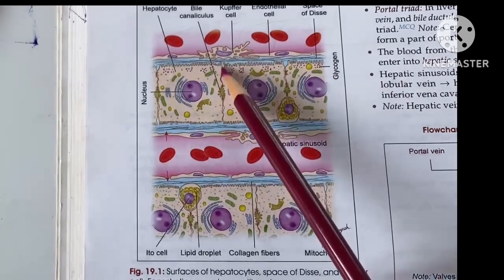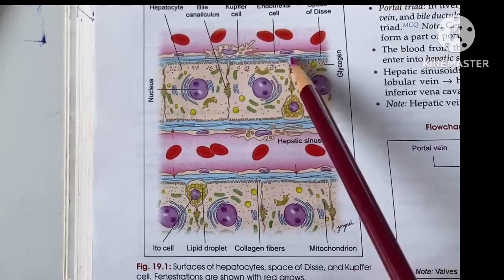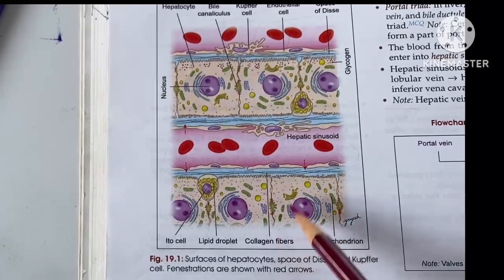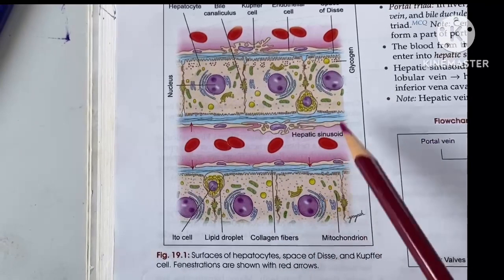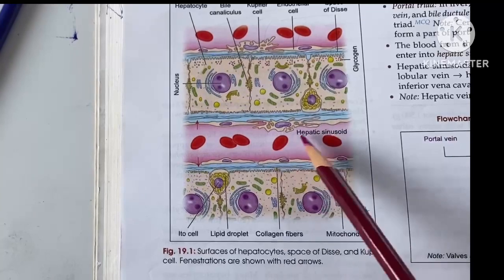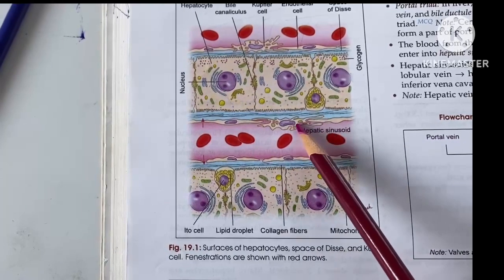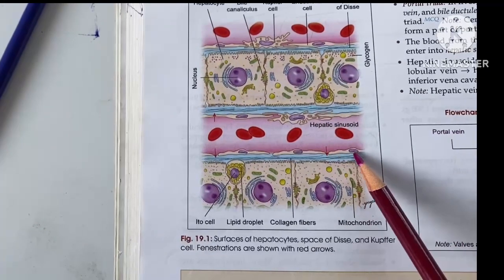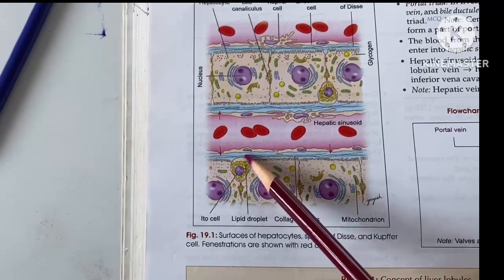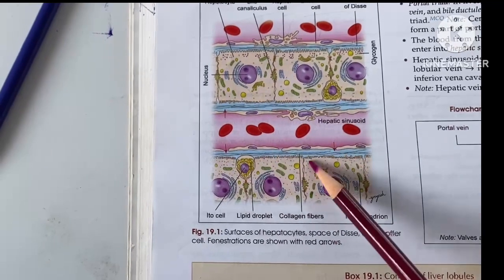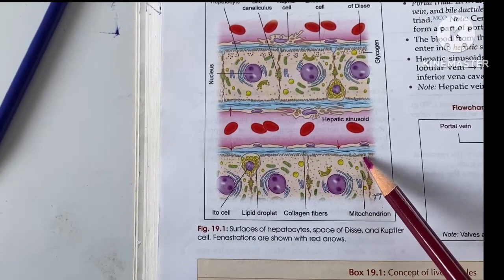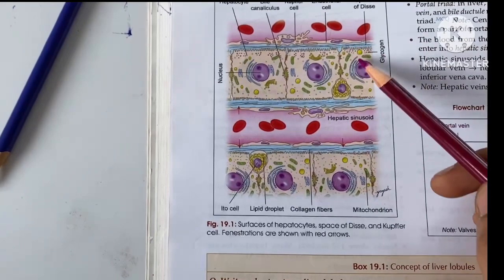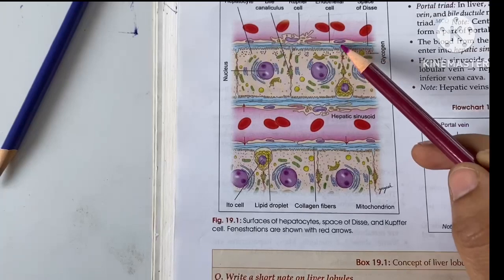Okay, so these are the hepatic cells. We draw the hepatic cell roughly square in shape. Between the hepatic cords, the space is known as the hepatic sinusoids. This sinusoid is lined by the endothelial cells. So these are the endothelial cells, and these are the hepatic cells. Between the endothelium and hepatic cell, there is a perisinusoidal space.